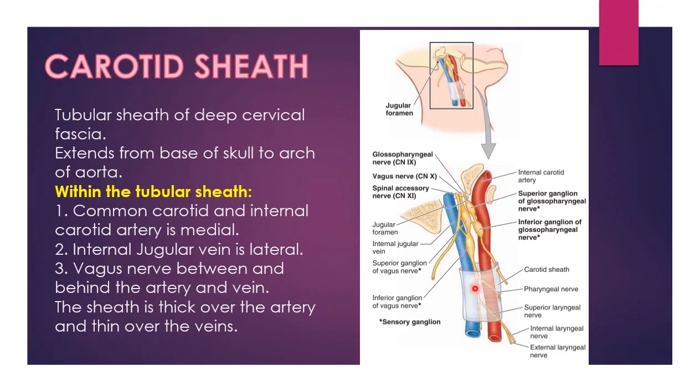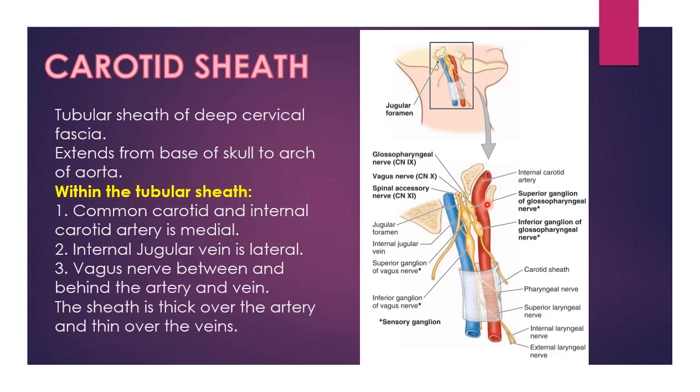The carotid sheath is thick over the artery and thin over the vein, so that it allows the expansion of the vein. It is comparatively thin on top of the vein. Its extension, as I told you, is from the base of the skull, where the internal carotid artery passes via the carotid canal. There it attaches to the margins of the carotid canal.